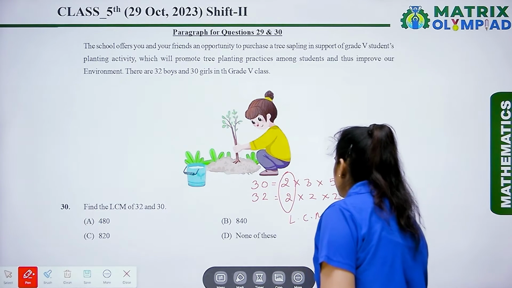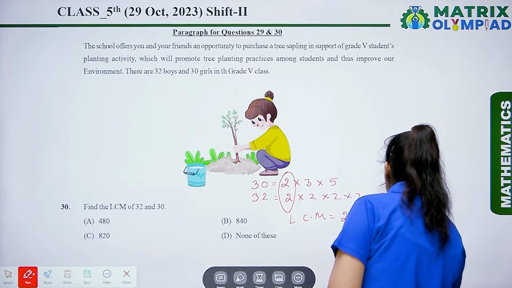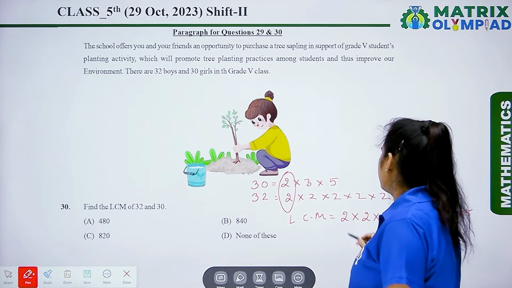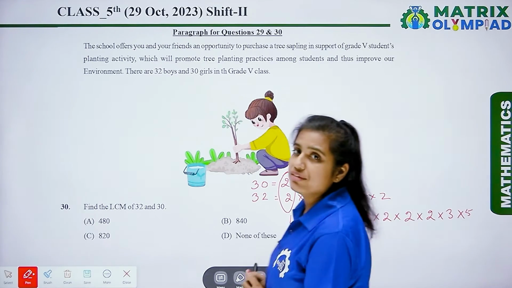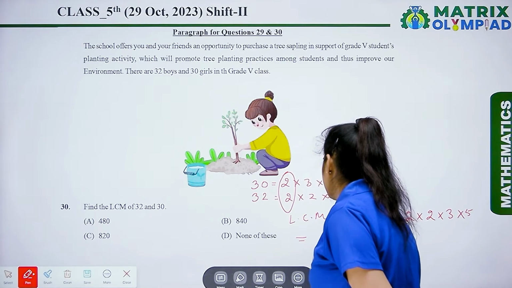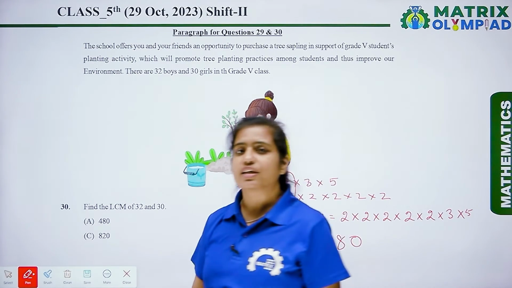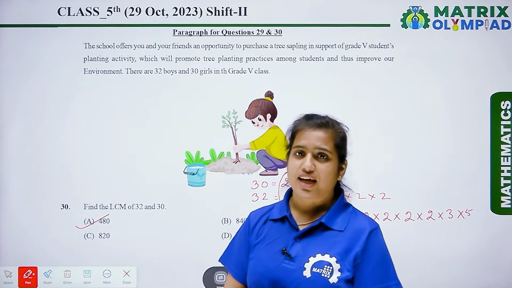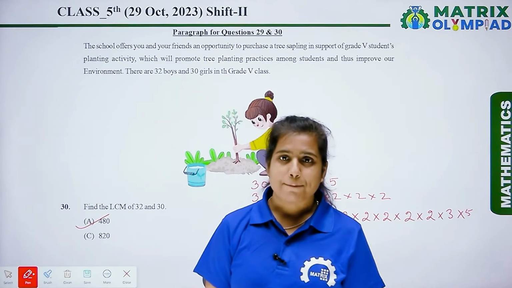So here this is common. LCM is equal to 2 multiplied by 2 multiplied by 2 multiplied by 2 multiplied by 2 multiplied by 3 multiplied by 5, which gives us 480. So the LCM of 30 and 32 is 480. So here A is the correct answer. I hope you all understood all the solutions of this part.